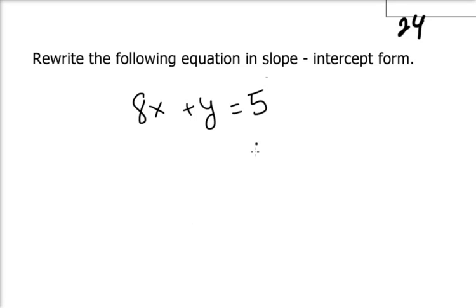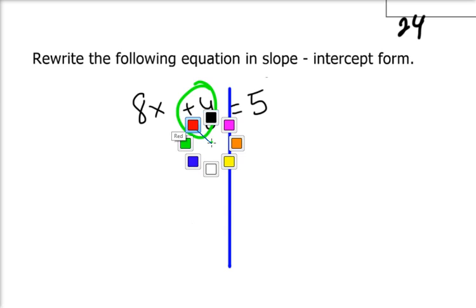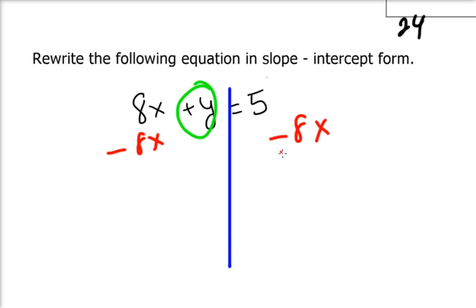Okay, so this is number 24. I'm going to put a line down the middle. Okay, and I'm going to solve for this y right here. That's how we rewrite the following equation in slope-intercept form. So we're going to solve for y. All right, so the first thing I'm going to do is get rid of this 8x. So if it's positive, I'm going to subtract 8x on the left and 8x on the right.